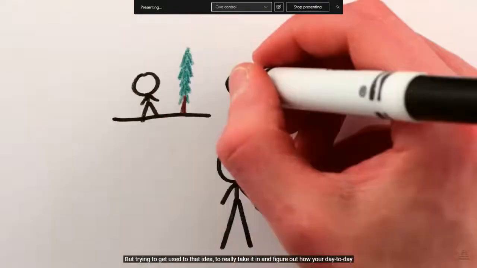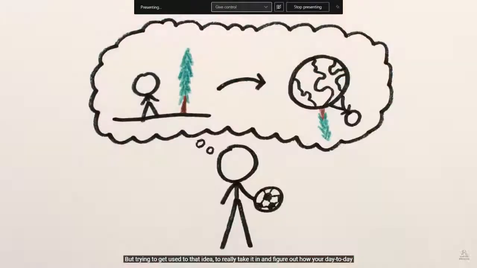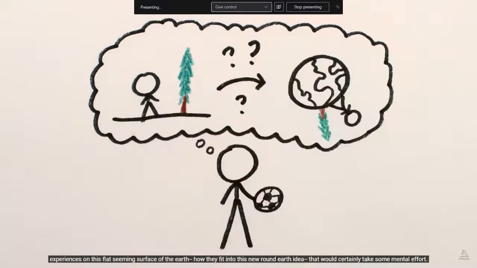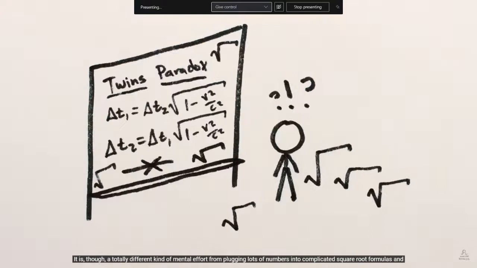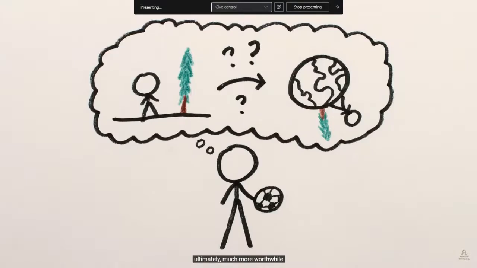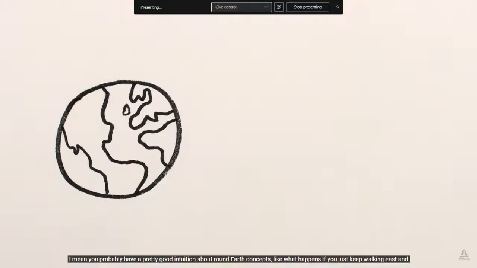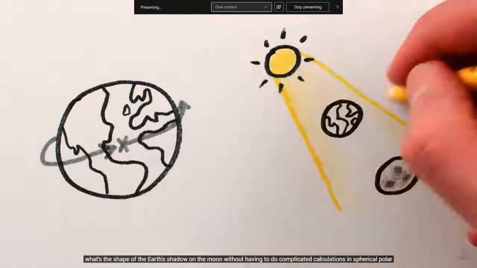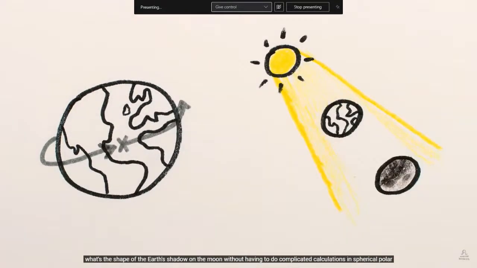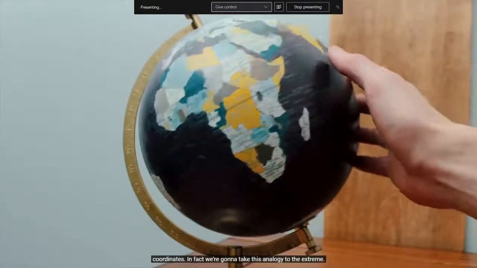But trying to get used to that idea, to really take it in and figure out how your day-to-day experiences on this flat-seeming surface of the Earth fit into this new round Earth idea, that would certainly take some mental effort. It is, though, a totally different kind of mental effort from plugging lots of numbers into complicated square root formulas, and ultimately much more worthwhile. I mean, you probably have a pretty good intuition about round Earth concepts like what happens if you just keep walking east, and what's the shape of the Earth's shadow on the moon, without having to do complicated calculations in spherical polar coordinates. In fact, we're going to take this analogy to the extreme.